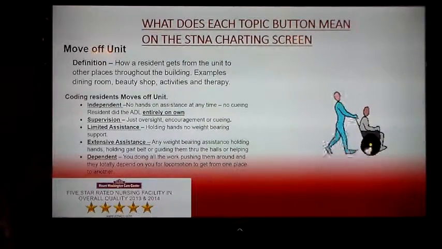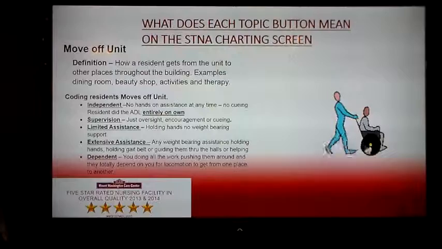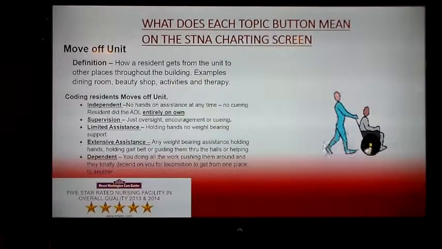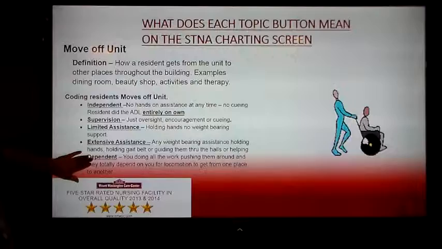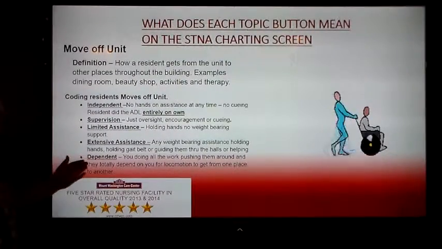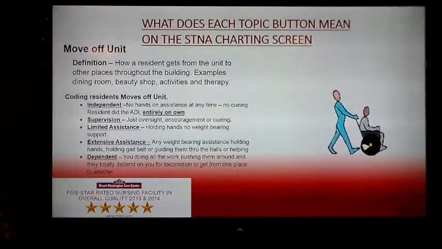Extensive assistance, any weight-bearing assistance, holding their hands, holding the gait belt, or guiding them through the halls and helping them. If they're in a wheelchair and they are able to roll part of the way, but then you must guide them around obstacles, that is extensive assistance. Dependent, you are doing all the work, pushing them around, and they are totally dependent on you for locomotion to get from one place to another.